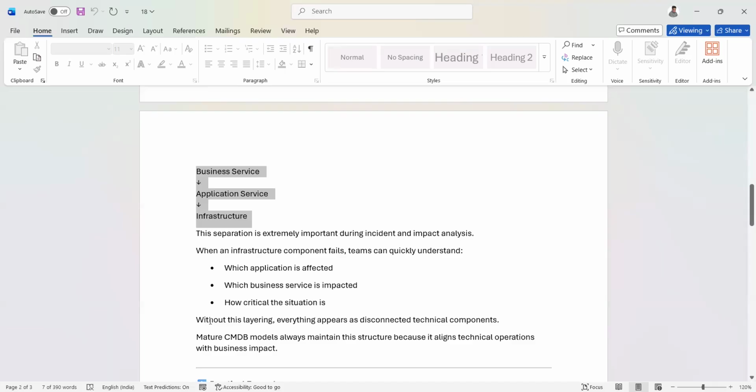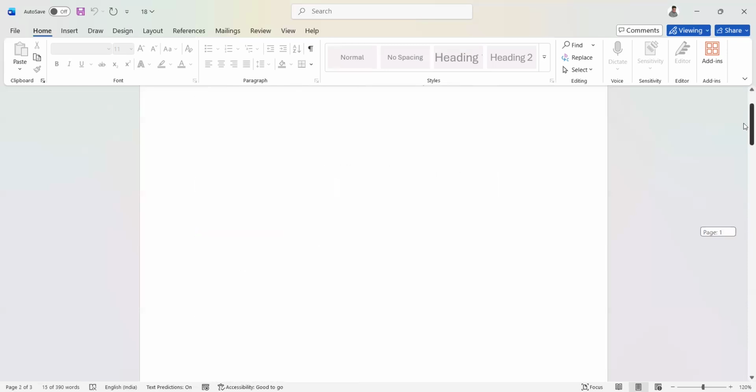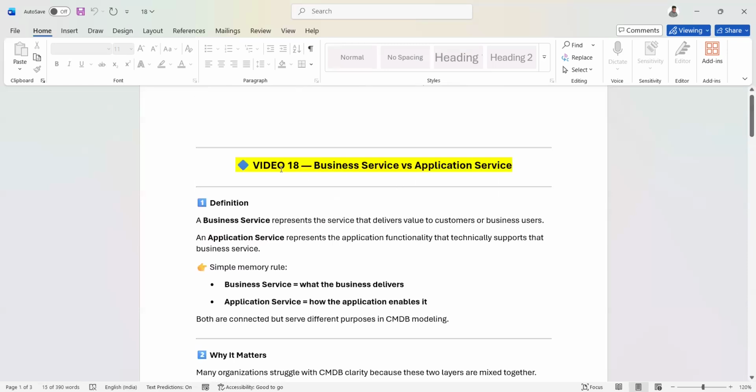So without layering, everything appears as disconnected technical components, obviously. Mature CMDB modeling always maintains this structure because it aligns technical operations with business impact. As simple as that. So I hope you are able to correlate and understand the difference between business service and application service.